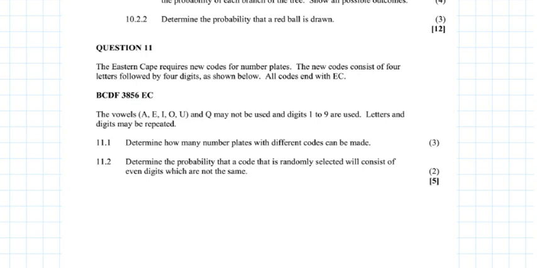But is there a condition? Yes. What is that requirement? The vowels and Q may not be used. Okay, how many letters are there? 26. So those 5 will be missing.